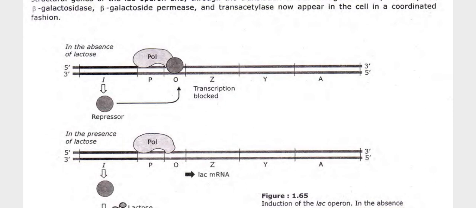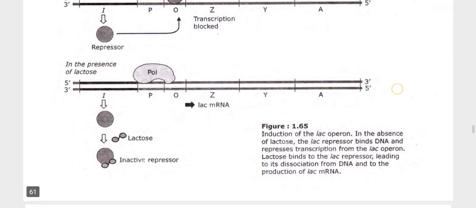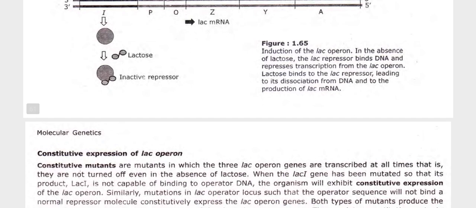In the absence of lactose, transcription is blocked. But in the presence of lactose, induction of the lac operon. In the absence of lactose, the lac repressor binds DNA and represses transcription from the lac operon. Lactose binds to the lac repressor, leading to its dissociation from DNA and to the production of lac mRNA.